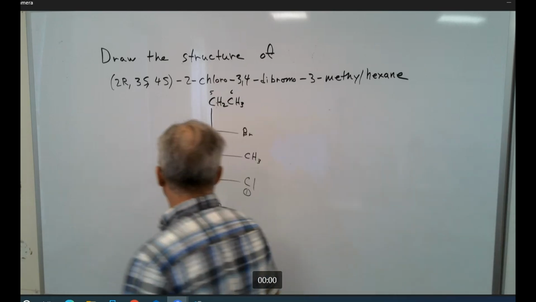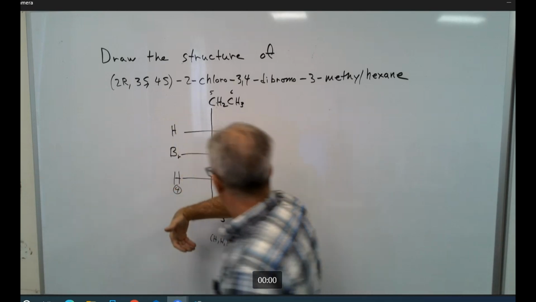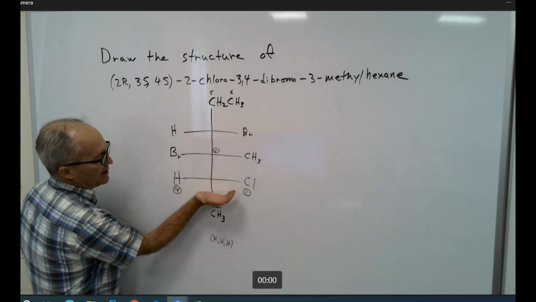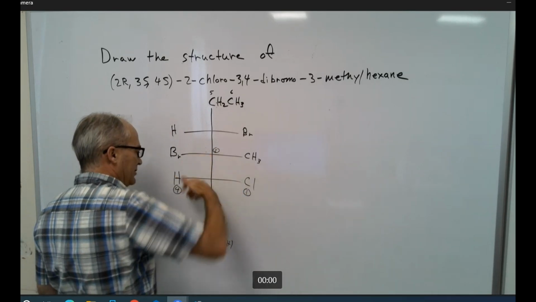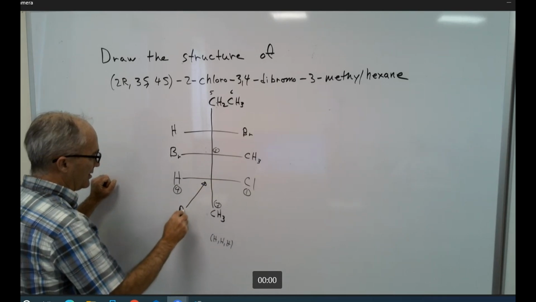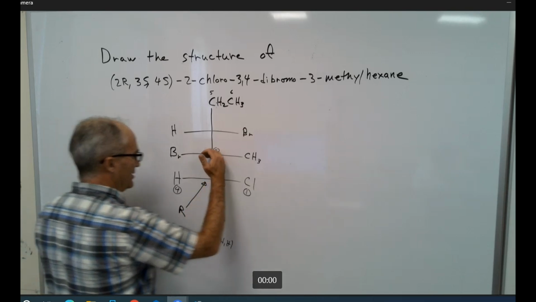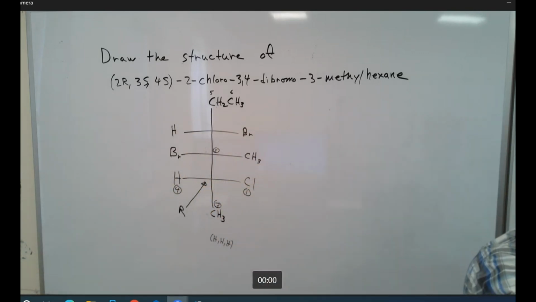I can test that out with my right hand. If it doesn't get too awkward, the hydrogen's going out. It won't be awkward now. Hydrogen's pointing out, and I go chlorine, that carbon, to the methyl group. So I'm going to call that one R. Chlorine, backbone of the chain, and to the methyl. It's R. This is my right hand.